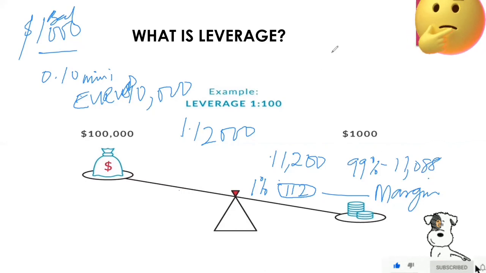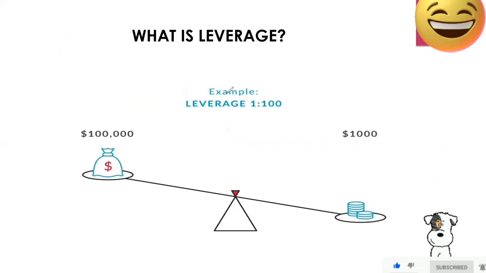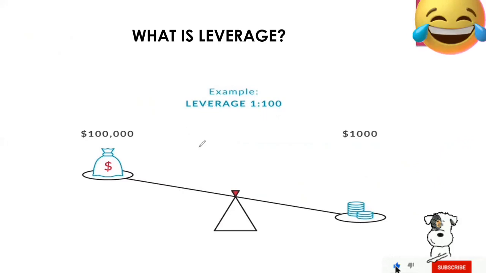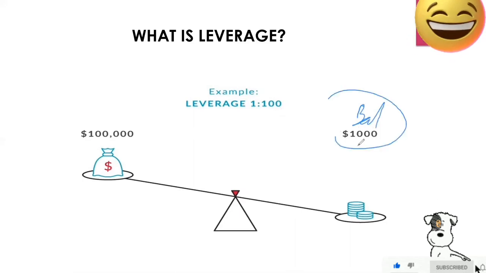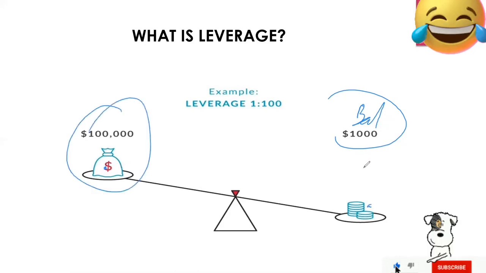Now let me explain with this graphical representation I did. You see, for example, leverage of 1 to 100, you deposit your balance. This is your balance right here, $1,000, and you have $100,000. So this is your amount of money here. Then this is the leverage that the broker gives you. See, it is a very huge sum. Why is this one so small? This is your personal money, and this is the leverage.